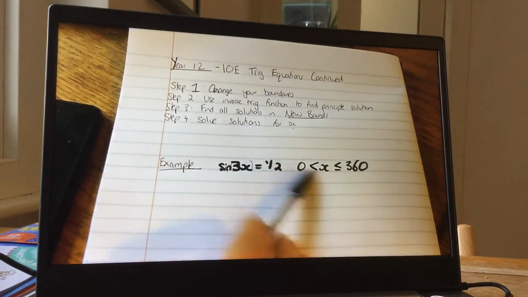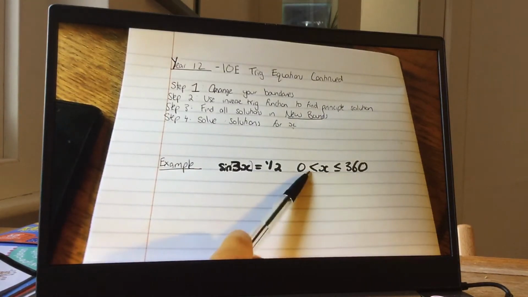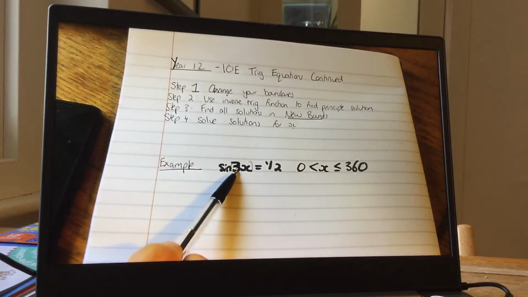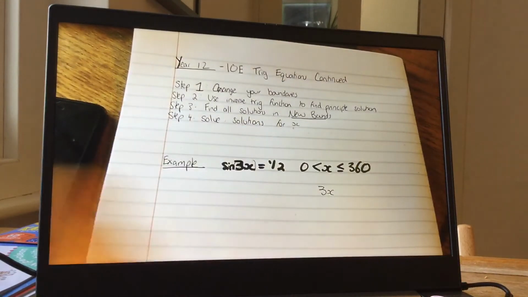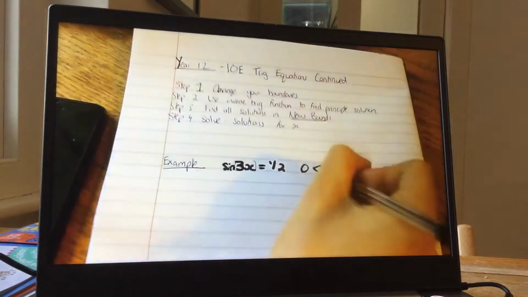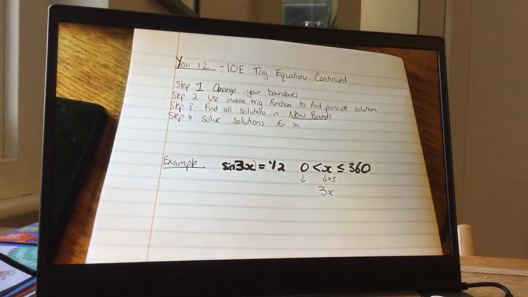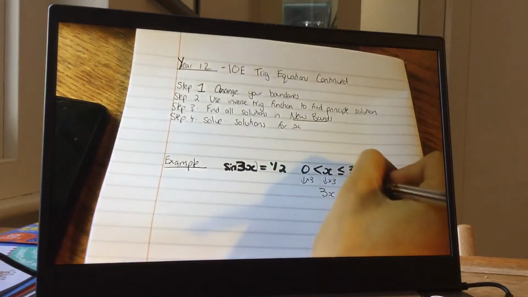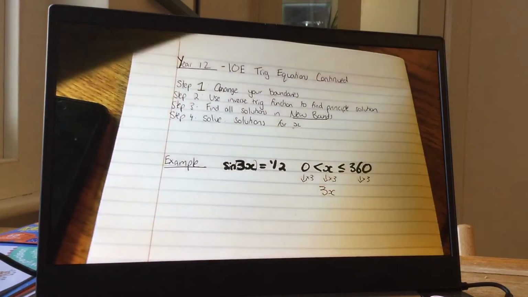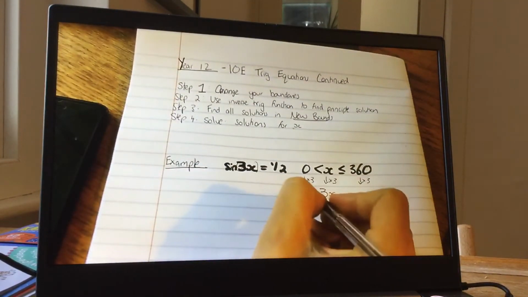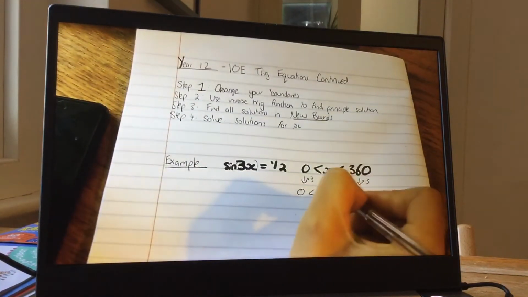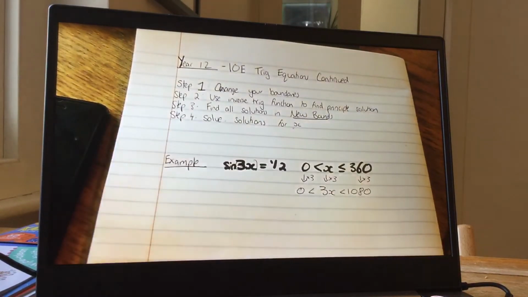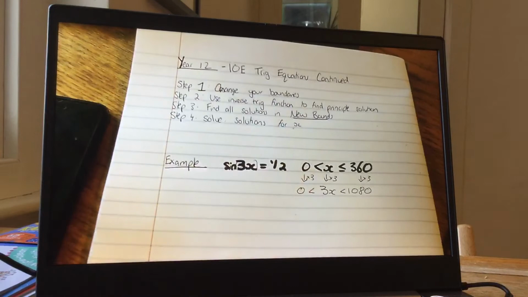So step 1 is change your boundaries. The boundaries we are given are just for x, but we're going to be taking answers for 3x. So what we do is we replace our x with a 3x, and because getting from there to there involves timesing by 3, we take each one of our boundaries and we times them by 3. So 0 times 3 is still just 0, but then 360 times by 3 is going to give you 1080. So that was step 1, change your boundaries. Change to 3x because we have 3x in here.